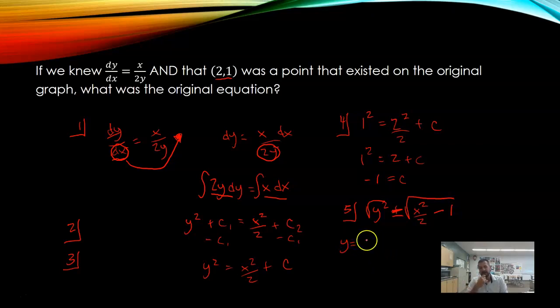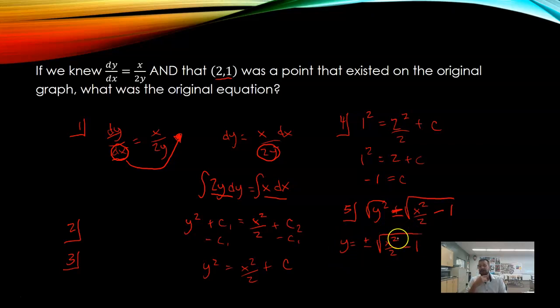So I get y equals, and technically it is plus or minus, we'll talk about that in just a second, the square root of x squared divided by 2 minus 1. Now, if I leave it as plus or minus, technically I haven't quite finished the problem yet, because you'll notice it says y equals either positive or negative.